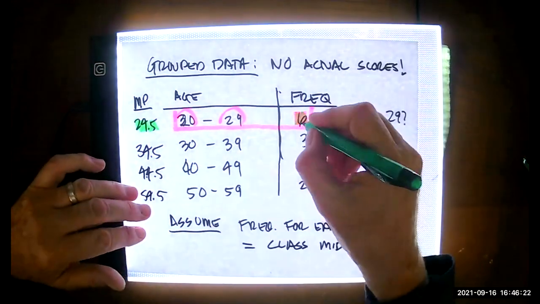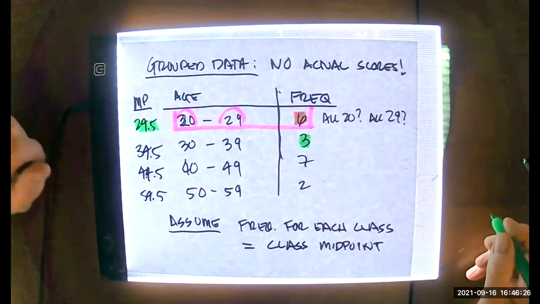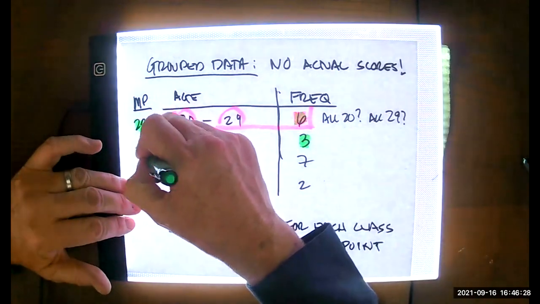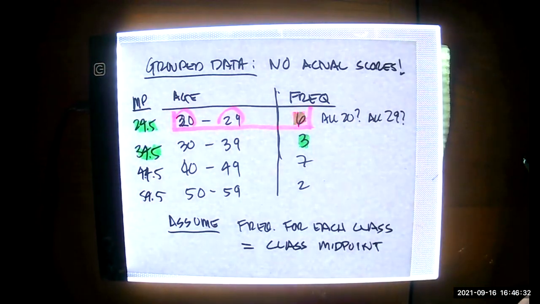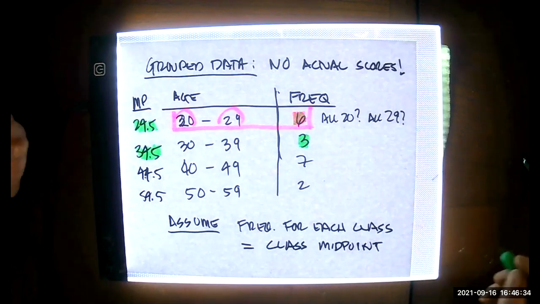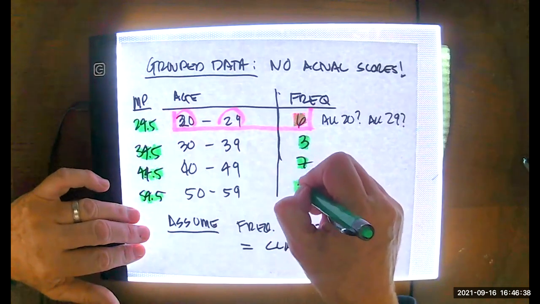How many people are in the class 30 to 39? There are 3 people there. We assume they're all 34.5 years old, all of them. We don't know, we make an assumption. And I do that for the other ones.